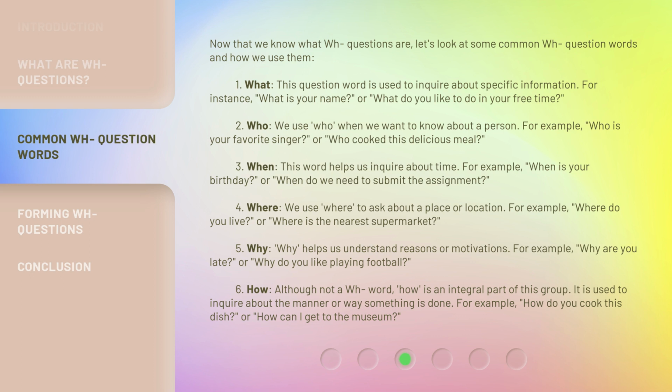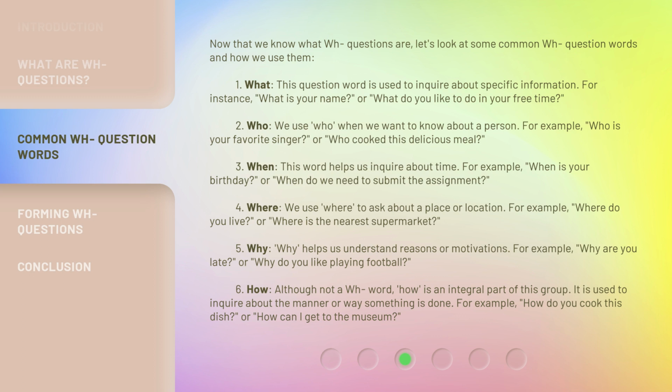4. Where? We use where to ask about a place or location. For example, where do you live? Or, where is the nearest supermarket? 5. Why? Why helps us understand reasons or motivations. For example, why are you late? Or, why do you like playing football?